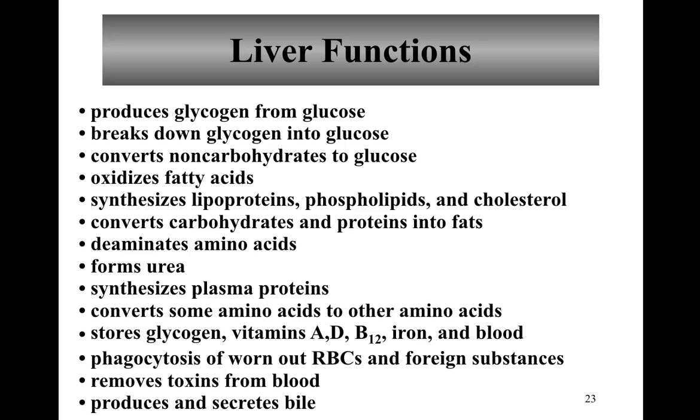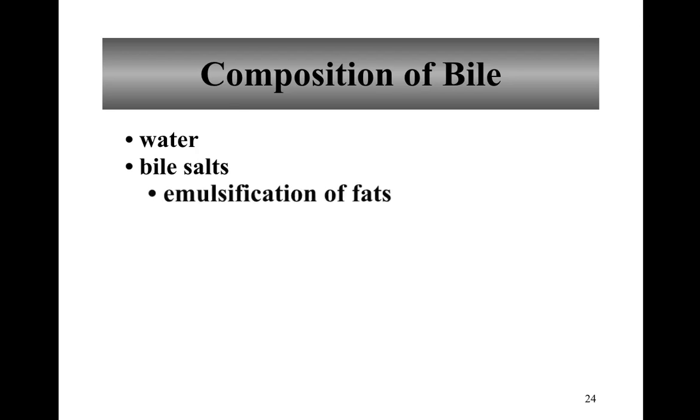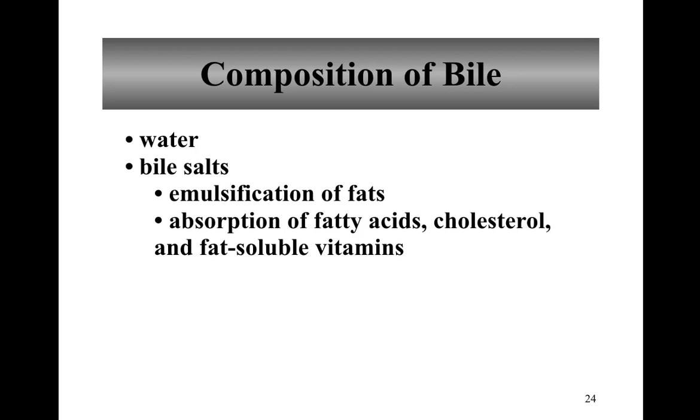In other words, it breaks down large pieces of fat into smaller pieces so there's more surface area for the lipases and other enzymes to break down our fats, so then we can absorb them and use them for various functions in the body. So bile is like most of the substances in our body. It's water. There are the bile salts, which are important for the emulsification, but also play a role in absorbing fatty acids, cholesterol, and fat-soluble vitamins from our food.